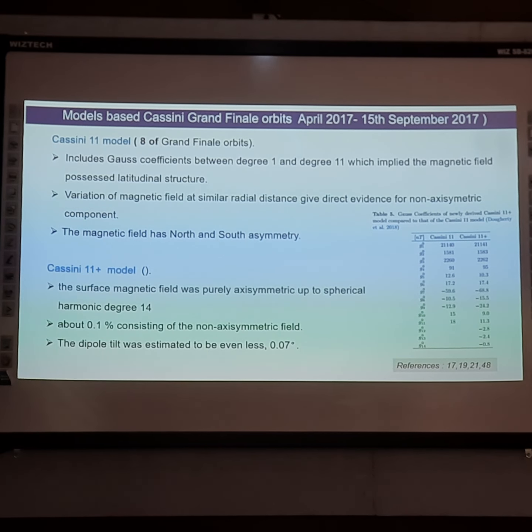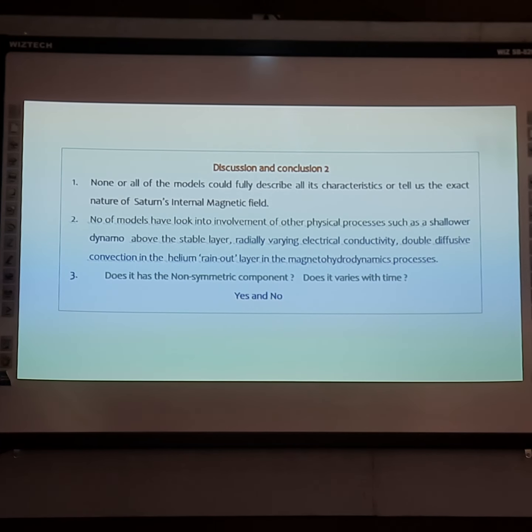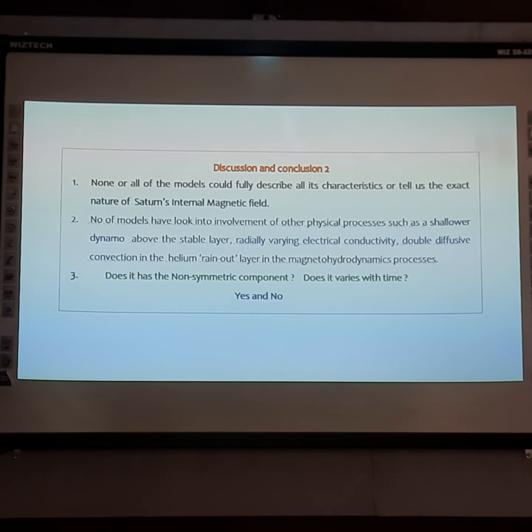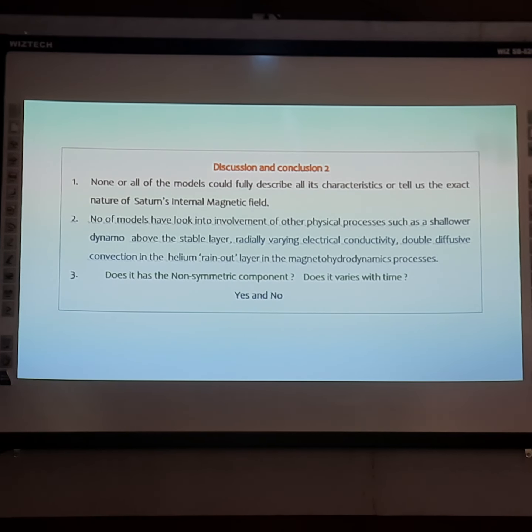And now the dipole tilt was estimated to be less than 0.07 degree. Those are the new findings. The discussion again: from here, what do we learn? None of the models could fully describe its characteristics or tell us the exact nature of the magnetic field. So even after the Cassini, we are unable to tell what exactly is the nature of the magnetic field. We are not sure yet, even till now.